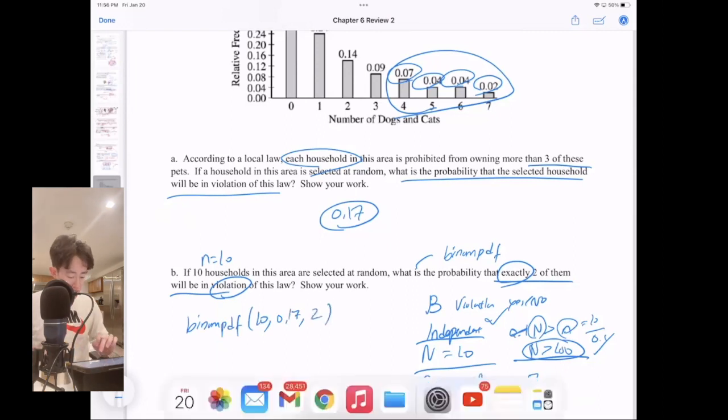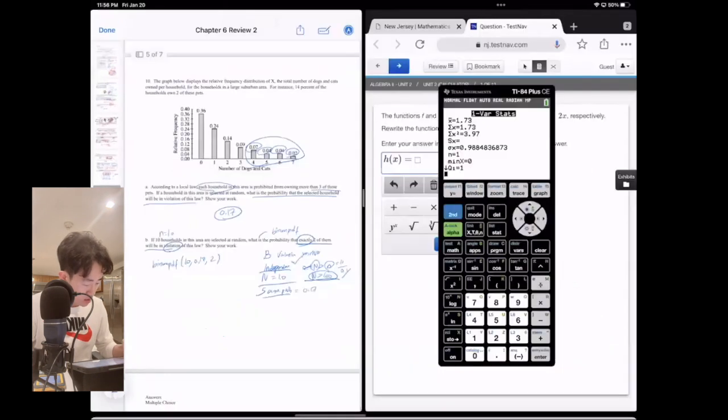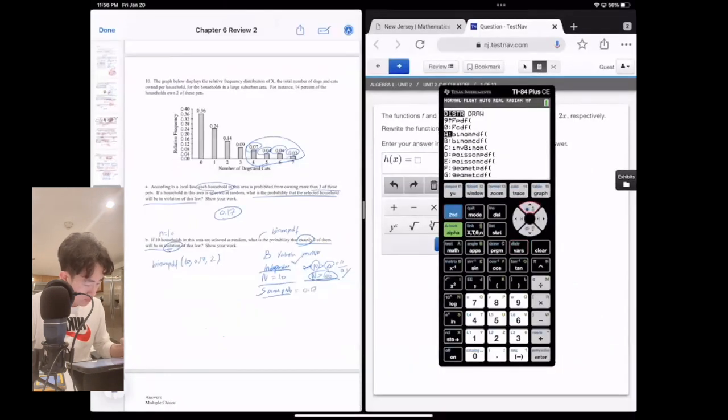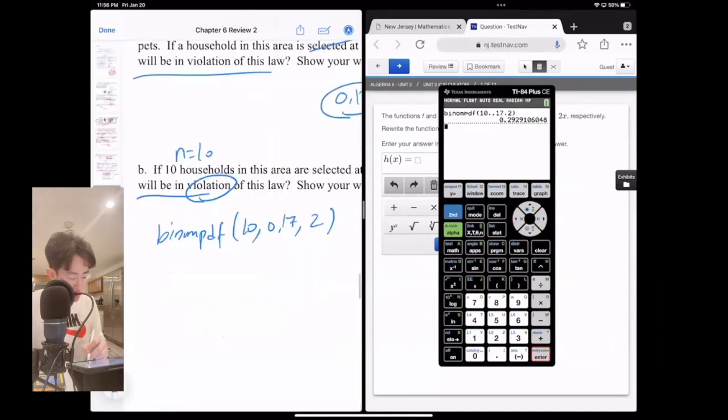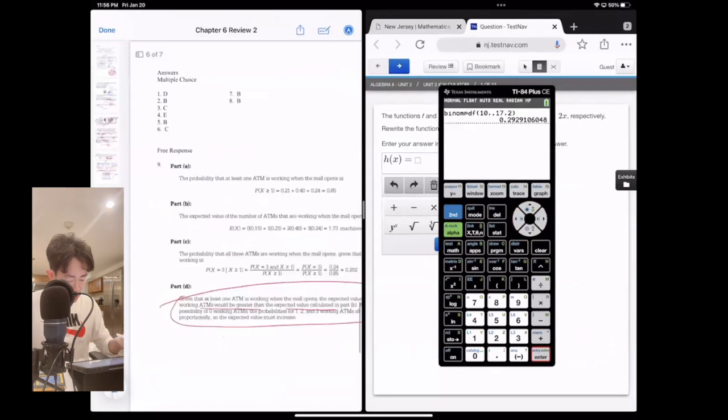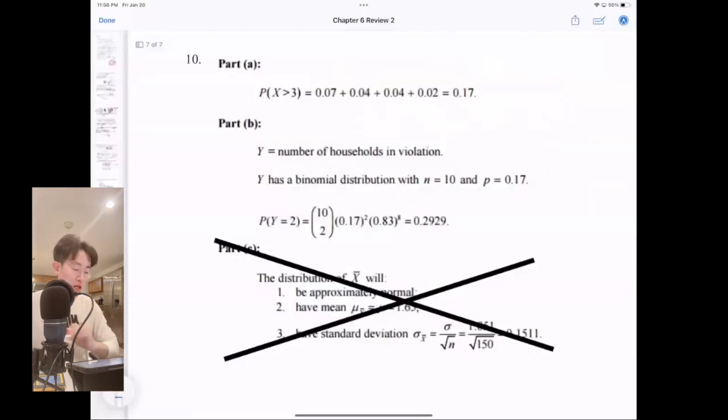So I'm going to go to my calculator, so I'll show you guys what exactly you should be seeing. 2nd VARS, binomialpdf, and then trials should be 10, 0.17, and that should be 2. And the answer here should give you 0.29291, so 29% of the time. And I believe the answer key also, yep, had the same thing right there.